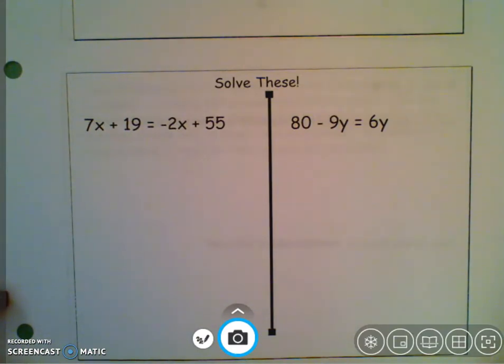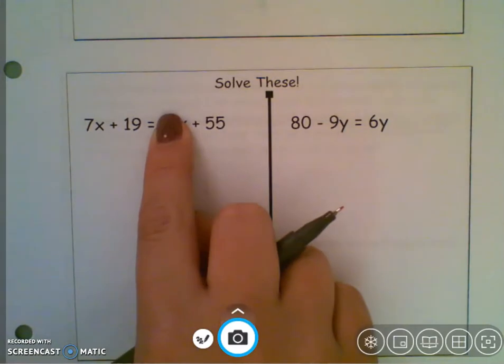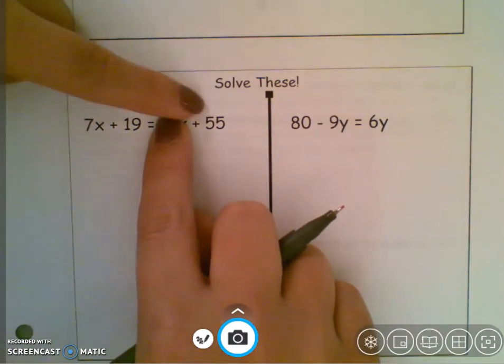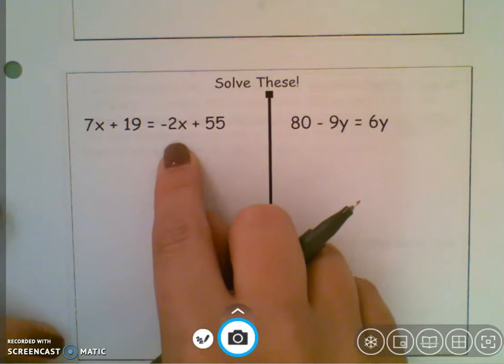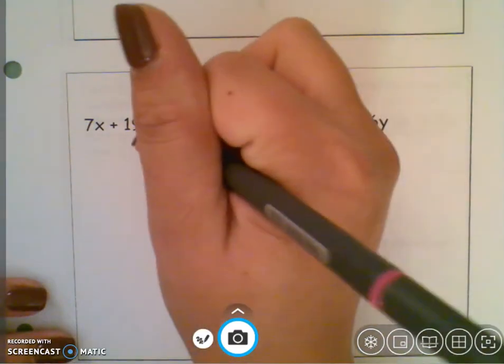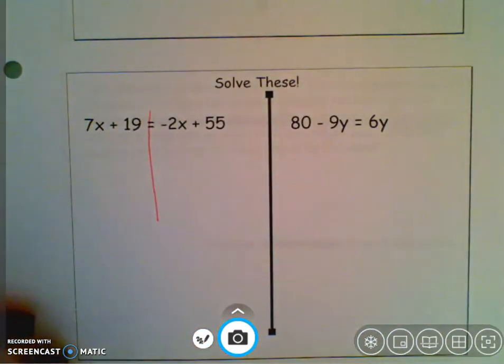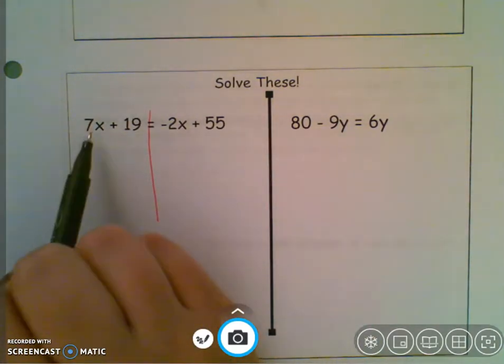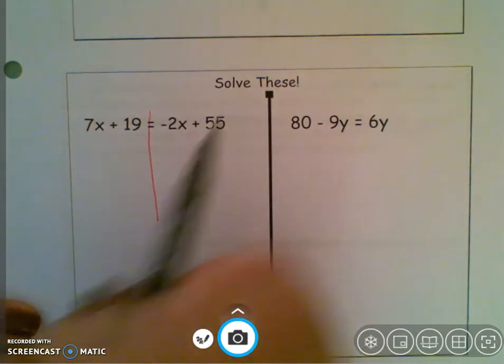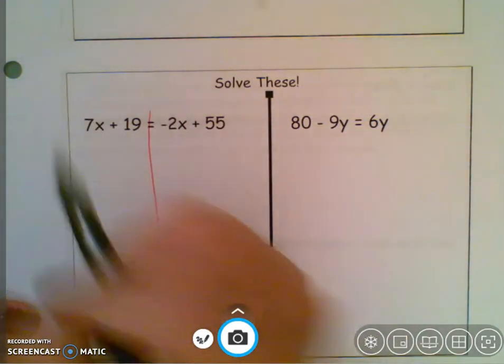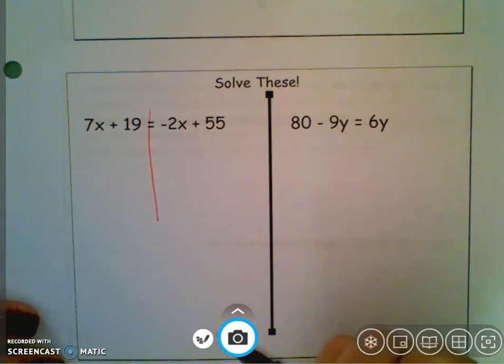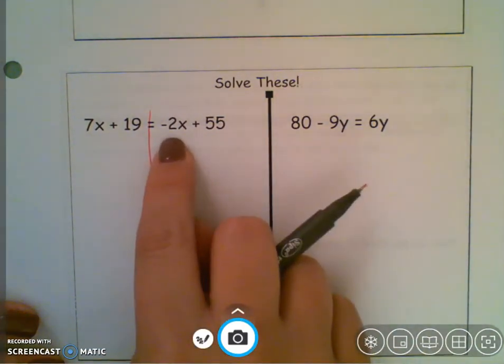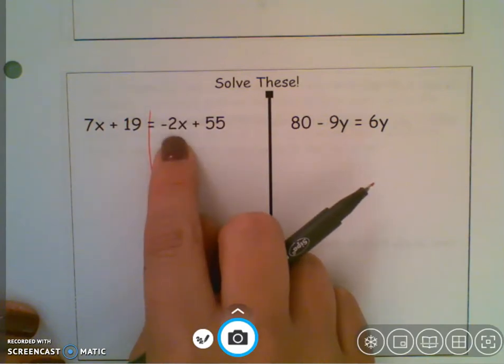But now instead of it just being 7x plus 19 is 55, we have another x, which isn't a big deal. We need to make sure all our x's are on one side and all the numbers are on the other side. So in this case, if we want to move the x over, we can move the 7x to the right, or you can move this negative 2x to the left.